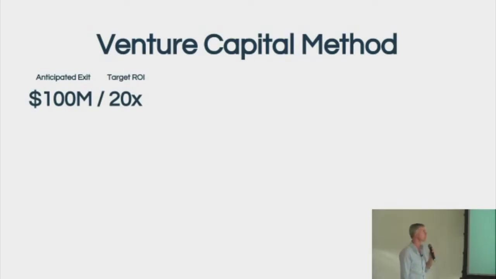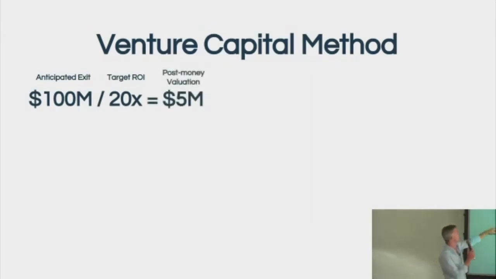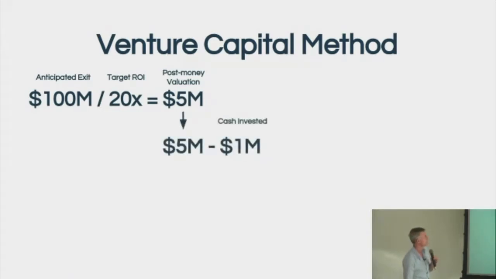And entrepreneurs or investors are typically looking for 10 to 20 times their money back out within 5 to 7 years. And so if we do the math backwards and we take the exit divided by the target ROI, our post-money valuation is 5 million. And from there, we can start to calculate backwards. So if my post-money is 5 million and I'm putting $1 million into it, that implies that the pre-money valuation, which is what we're solving for, is 4 million.